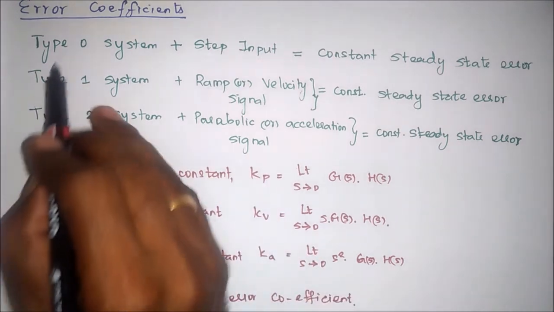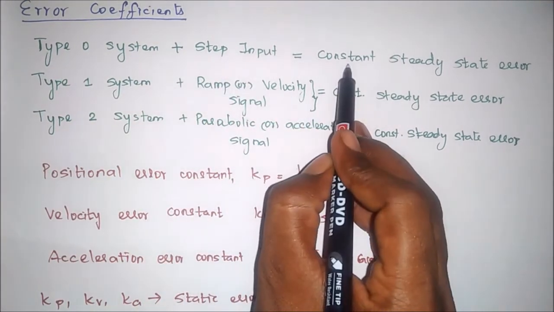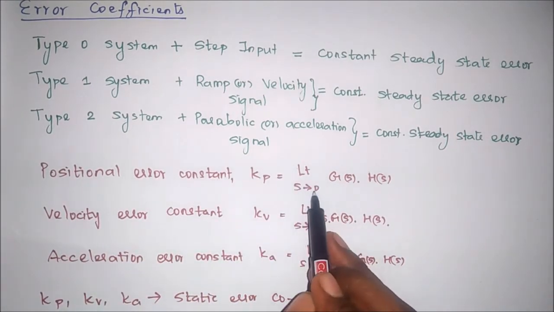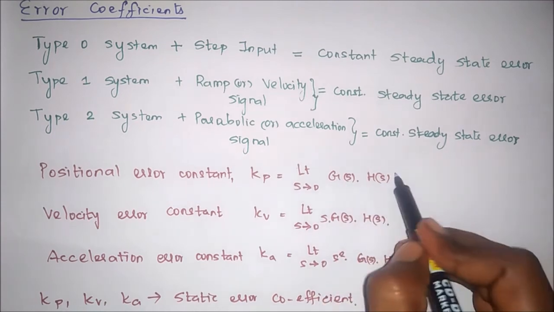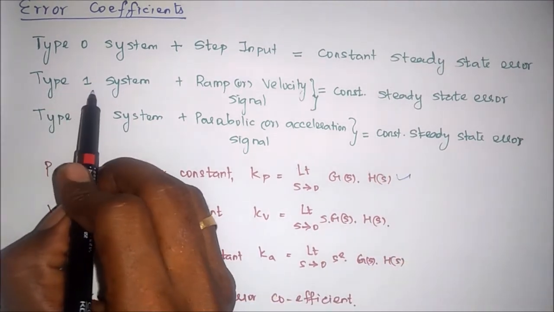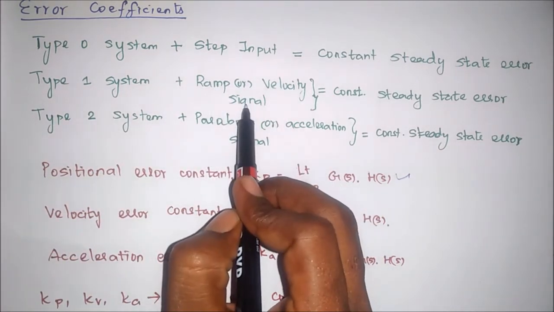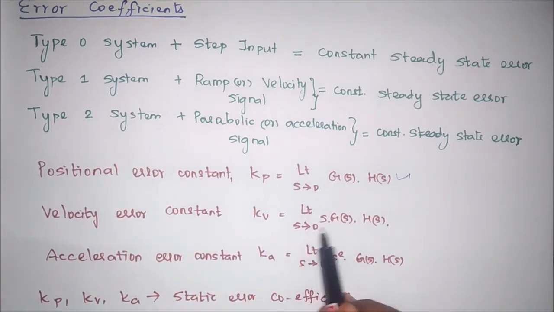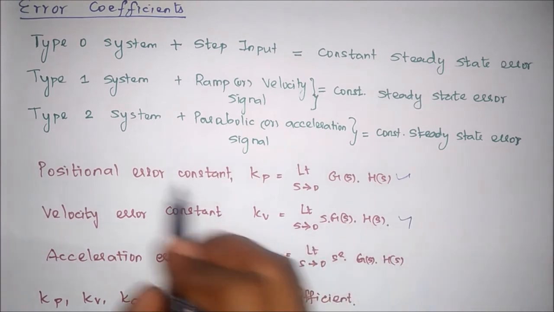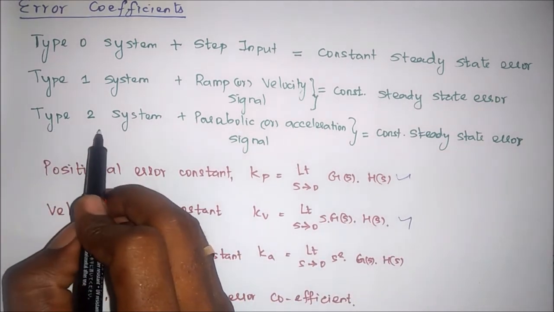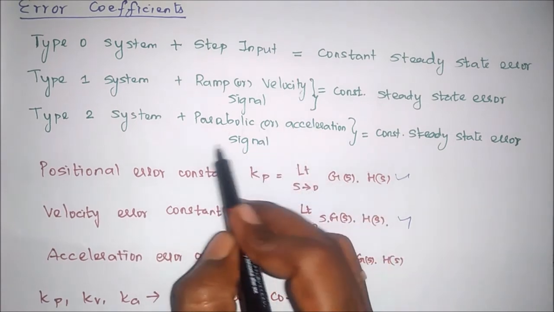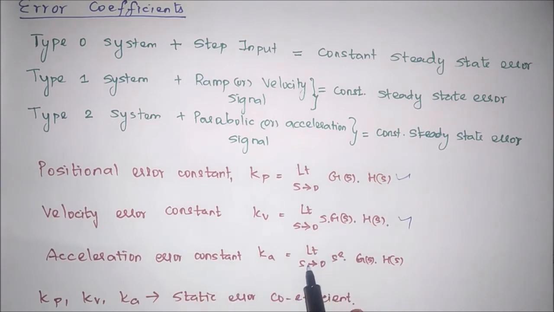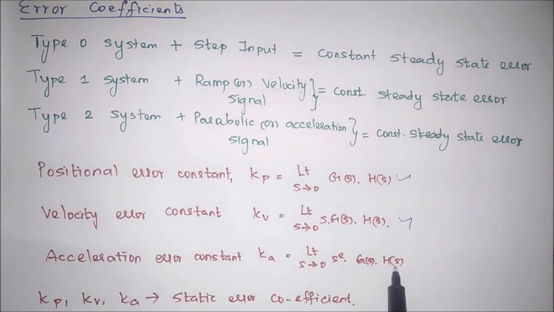So we can say for type 0 with step input, the corresponding constant steady state error is the positional error constant, Kp equal to limit s tends to 0 G(s) H(s). Next, for a type 1 system, when we apply a ramp or velocity signal, it is the velocity error constant, that is Kv equal to limit s tends to 0 s G(s) H(s). For a type 2 system, when we apply a parabolic or acceleration signal, the corresponding error coefficient is the acceleration error constant, Ka equal to limit s tends to 0 s squared G(s) H(s).